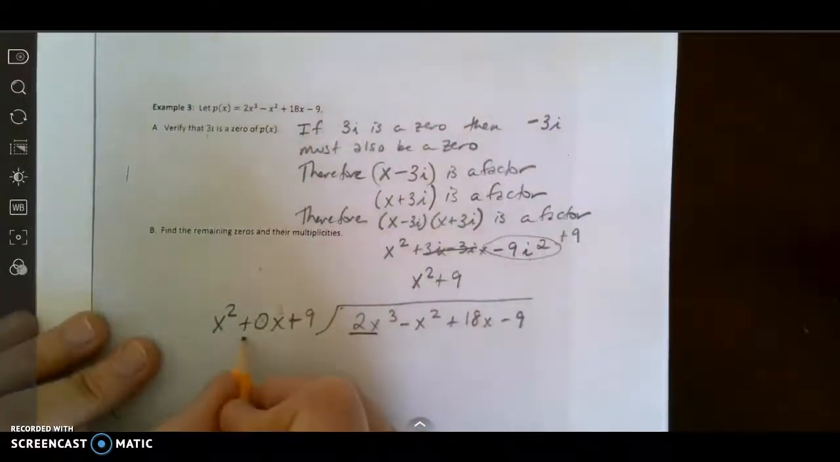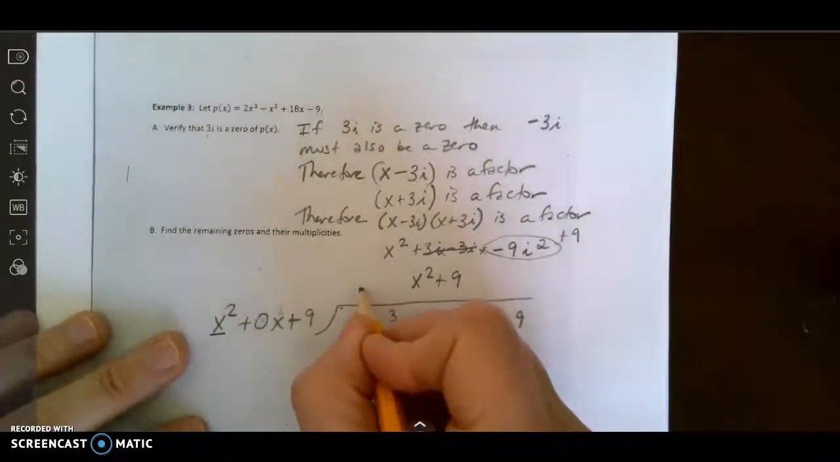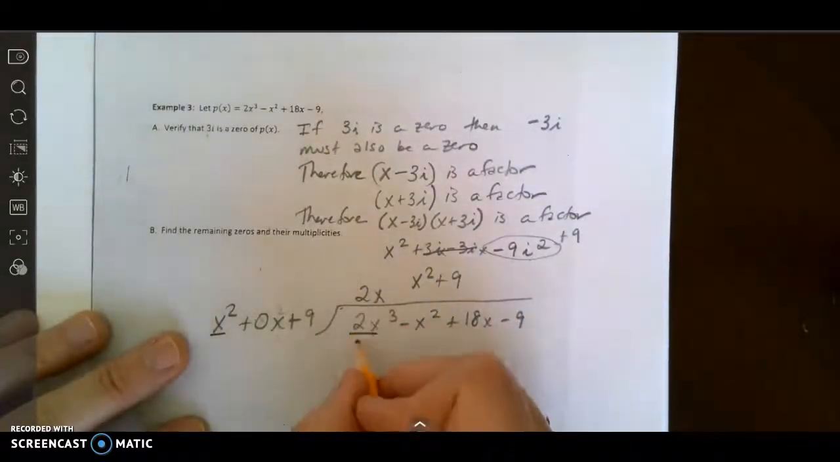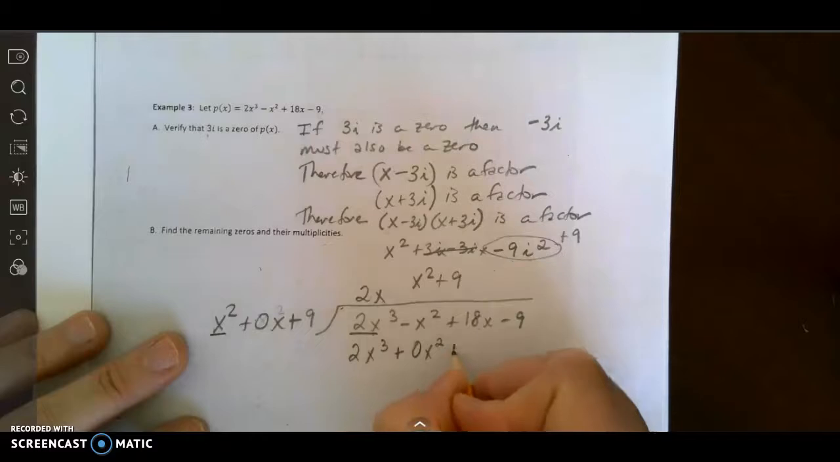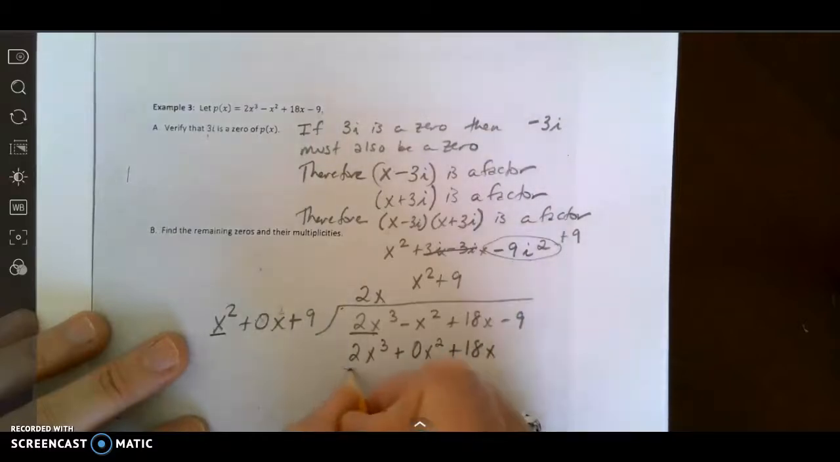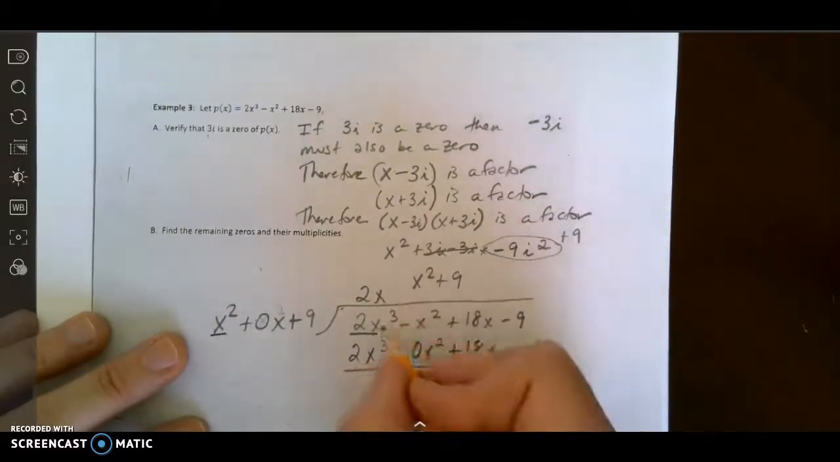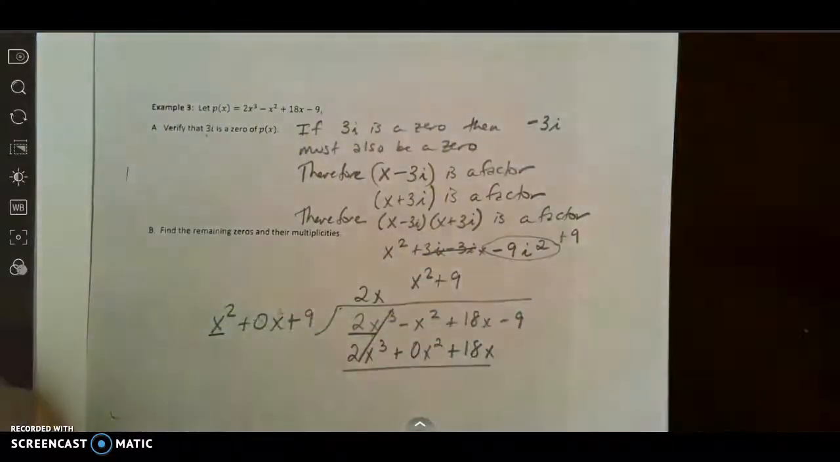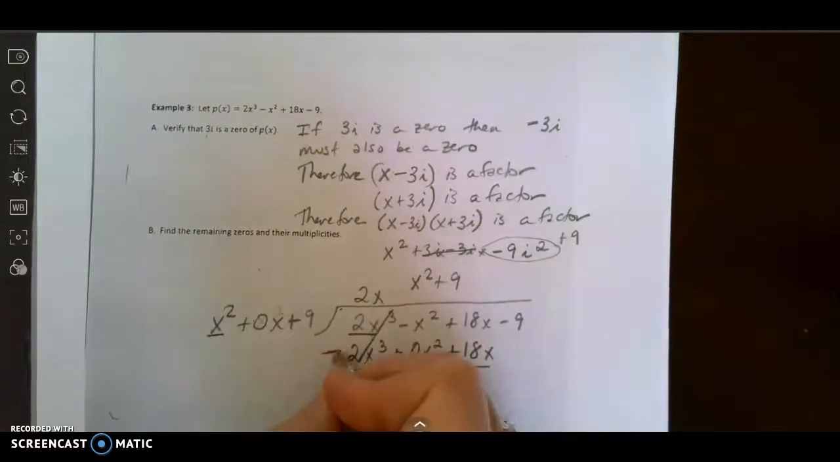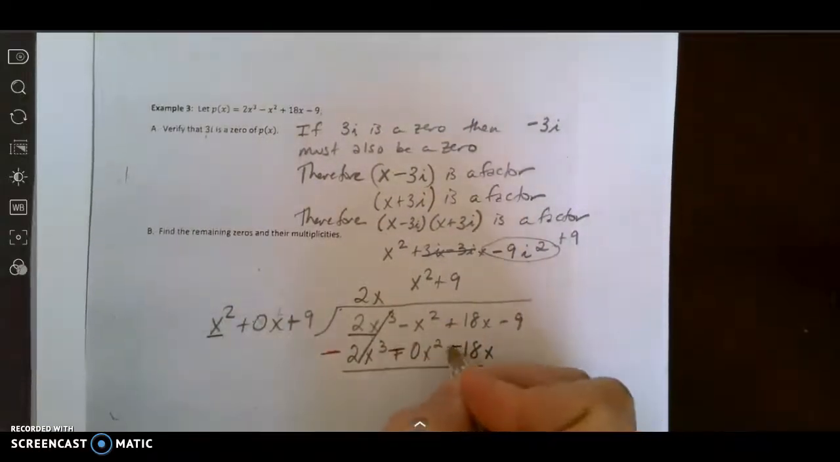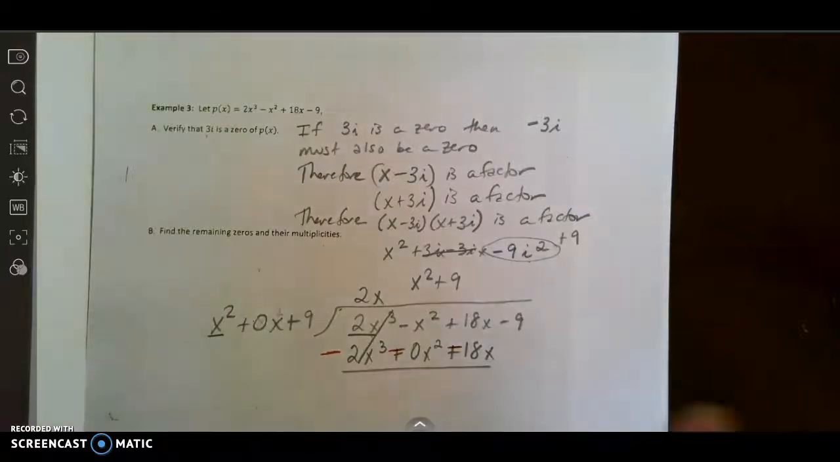Focus on the first. 2x cubed divided by x squared is 2x. Then multiply 2x by each of these, and I get 2x cubed plus 0x squared plus 18x. These cancel, but actually before I do that I need to change colors. Let me grab my red pen. Because I'm subtracting, I change all my signs. Now I can add up.